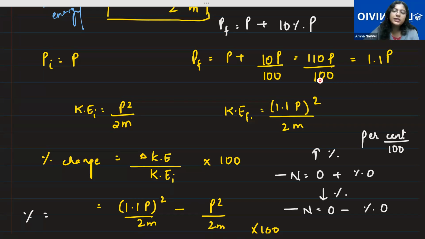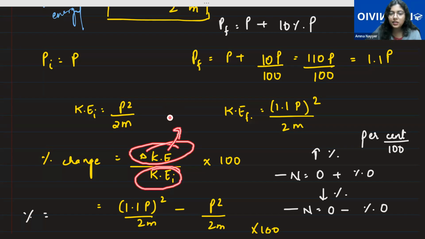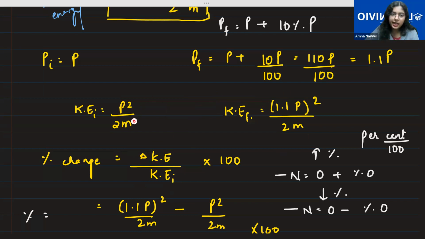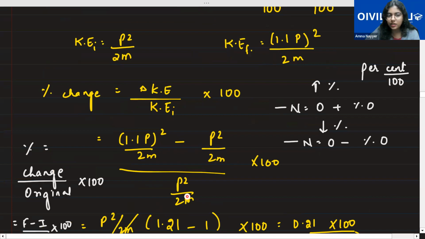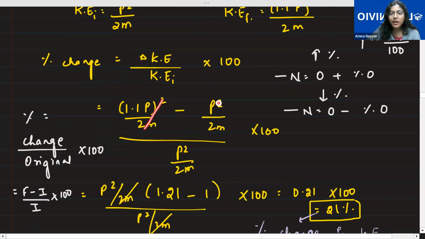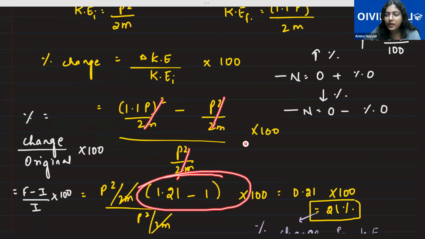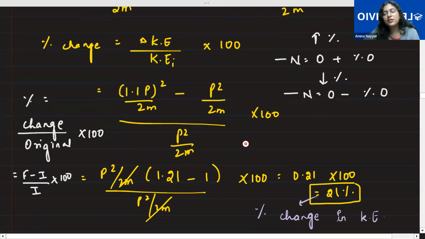Now percentage is always given as change in the quantity by the initial. Change in the quantity means the final kinetic energy minus the initial kinetic energy. So final minus initial by initial. So from here, P square by 2m will be cancelled. You will be just left with 1.21 minus 1, that is 0.21. When you multiply it with 100, it is just 21%.